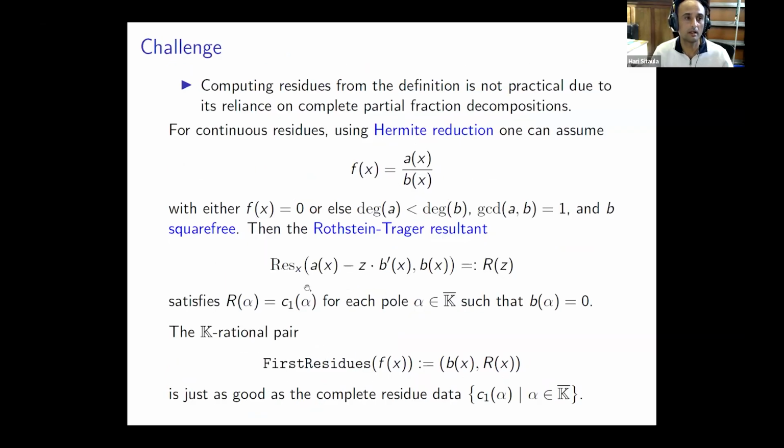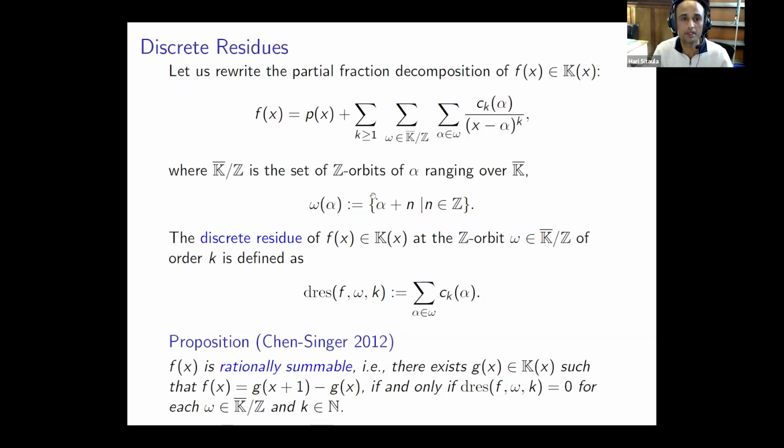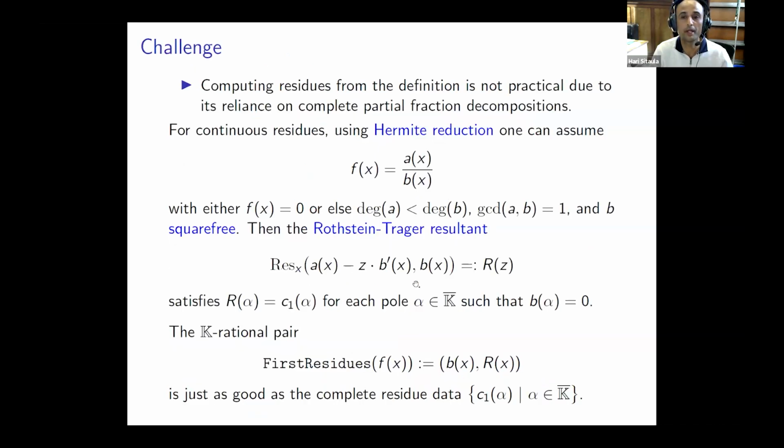Now, there is a challenge. The challenge is if we want to compute the discrete residue of the rational function from this definition, then one needs to find the complete partial fraction decomposition of the rational function. And as we all know, finding the complete partial fraction decomposition of the rational function is computationally expensive. So what we did here is we try to compute the discrete residue of the rational function without finding the complete partial fraction decomposition, but we just use some GCD computation and basic linear algebra. So in that sense, you can say the algorithms that we developed for the computation of the discrete residue of the rational function are efficient and practical.